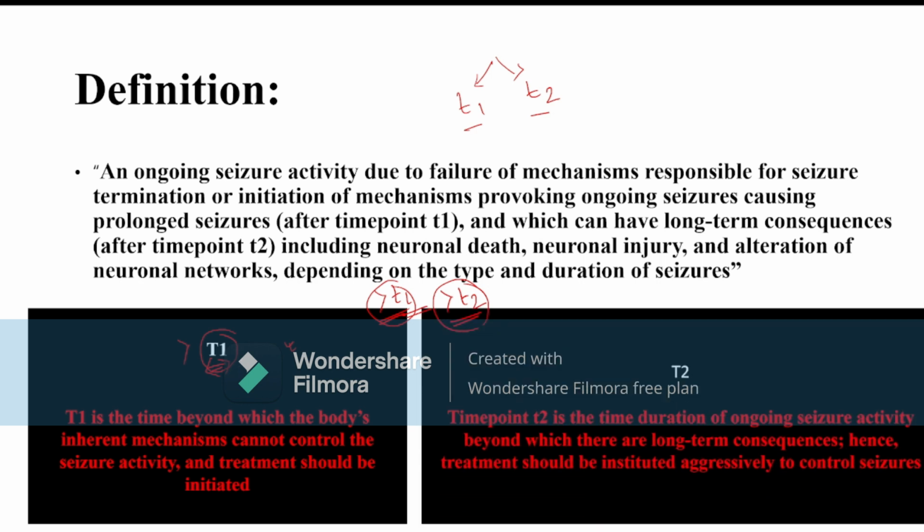And T2 is defined as the duration of ongoing seizure activity beyond which there are long-term consequences. Hence, treatment should be instituted aggressively to control the seizure. That means if the patient has convulsion for more than T1, then we need to start medication. If the patient goes to T2, then the patient will have some long-term complication of the convulsion.